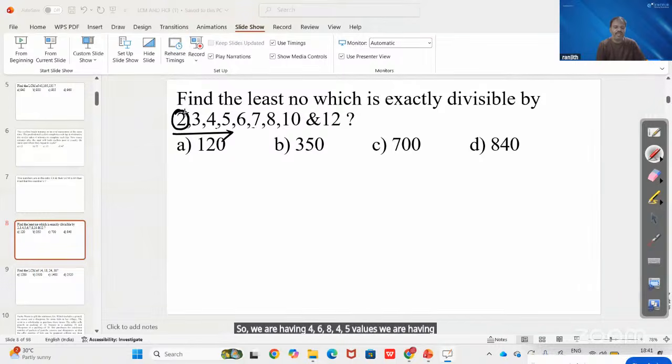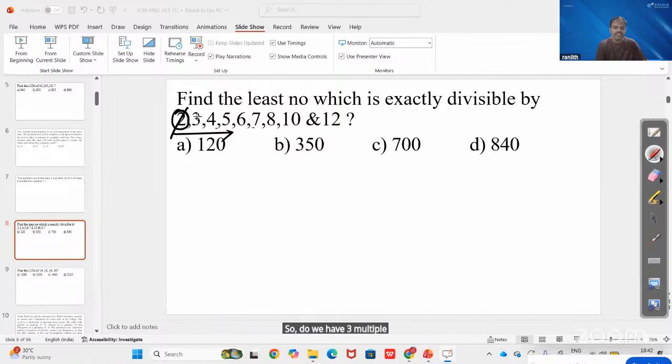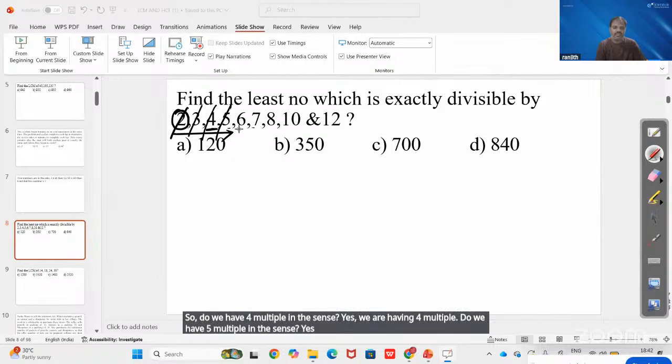So we can eliminate directly two value. So do we have three multiple in the sense? Yes, we are having three multiples also. So do we have four multiple in the sense? Yes, we are having four multiple. Do we have five multiple in the sense? Yes, we are having five multiples.